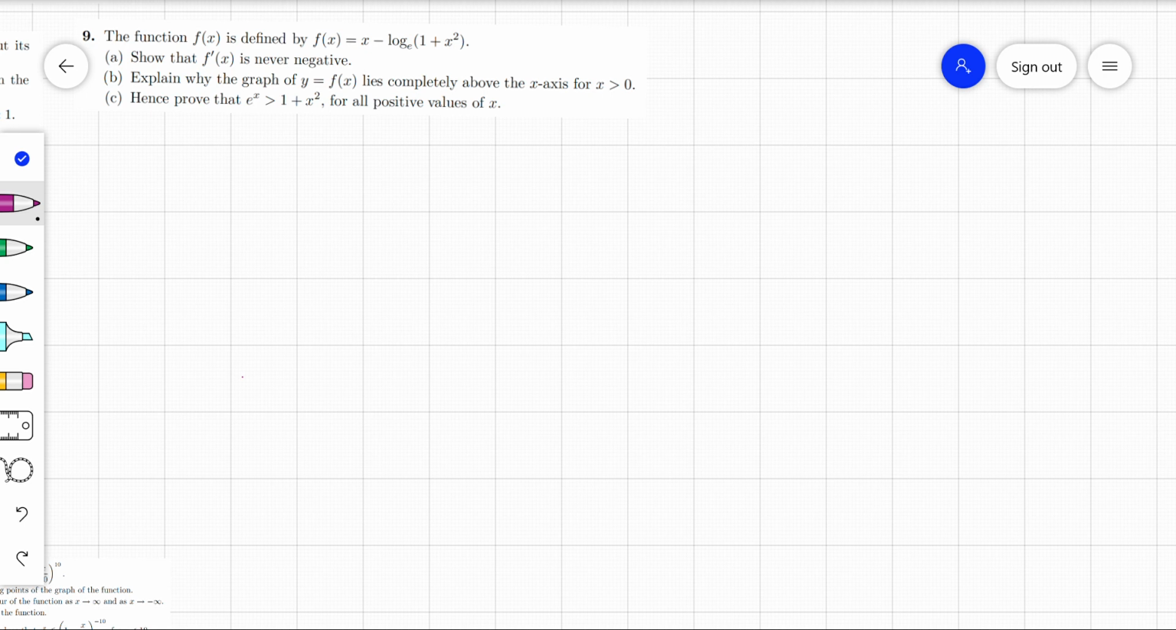Alright, this function is defined as f of x equals x minus log of 1 plus x squared. Show that f dash of x is never negative.